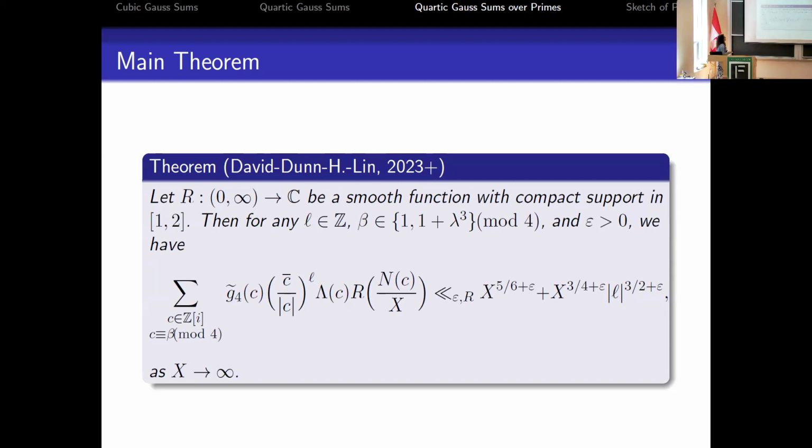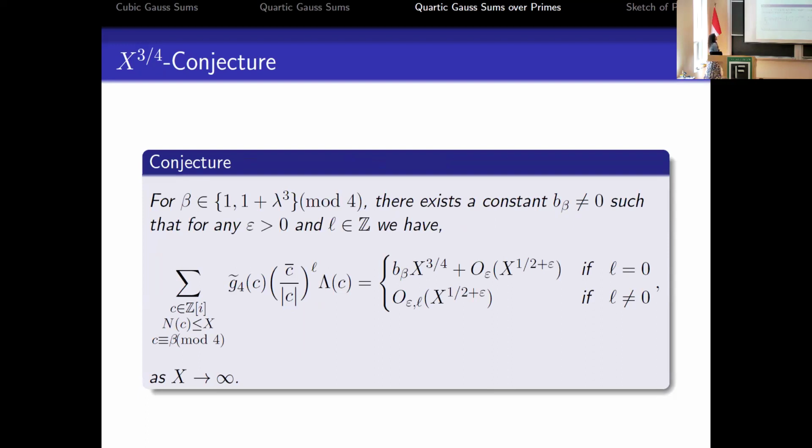Okay, but now this is not close to what we actually expect. We make a prediction on the asymptotic behavior of the sum. Our conjecture is that the sum is asymptotic to x to the 3/4 times some constant b plus big O of x to the 1/2 plus epsilon if L is 0, and if L is non-zero, you get square root cancellation. So that's our prediction, but we're very far from having anything like that, even under the GRH.